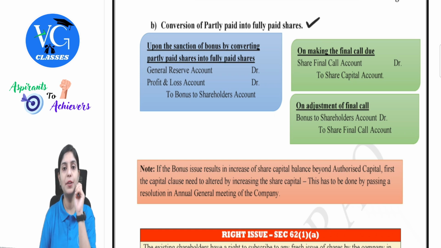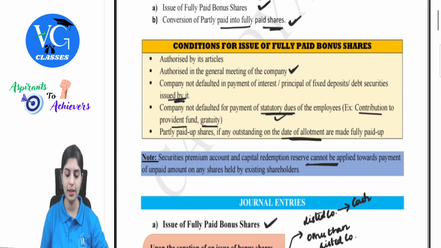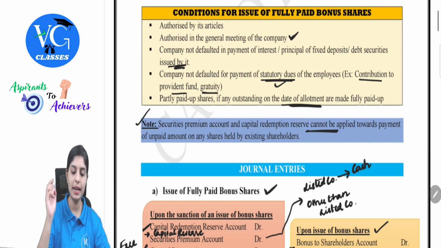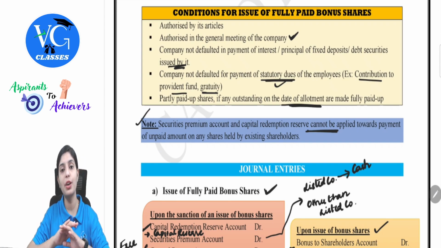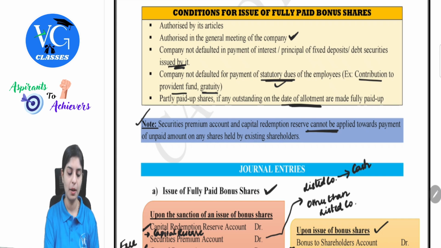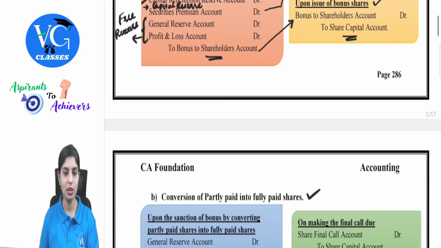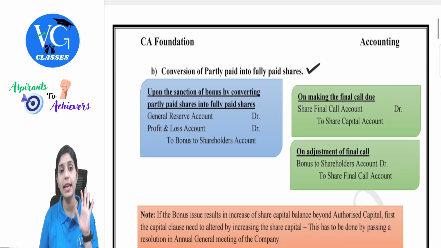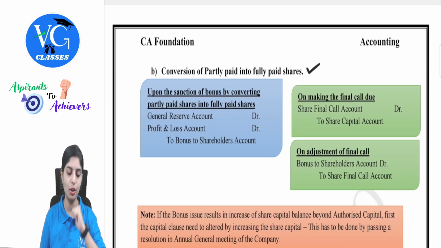First point is the same. I will utilize reserves. The approach is the same, but there is a point to be considered with respect to what reserves I can utilize. If you remember, there were a few other points which we discussed. There is a clear restriction. Securities premium, capital reserve and redemption reserve cannot be applied towards payment of unpaid amount. This is nothing but paying unpaid amount. So those two reserves will be completely eliminated. That point should be clear to all of us.